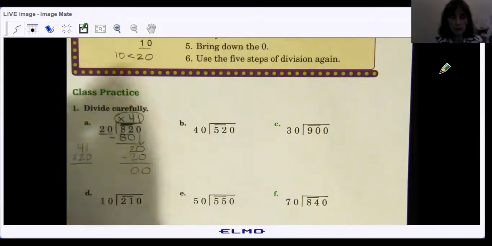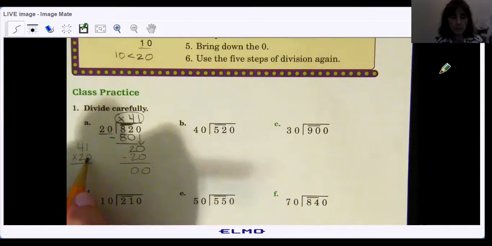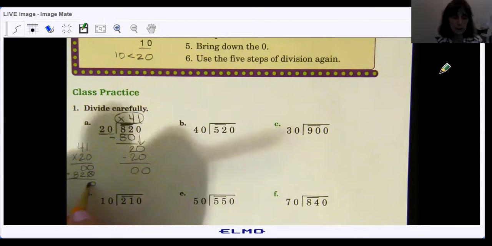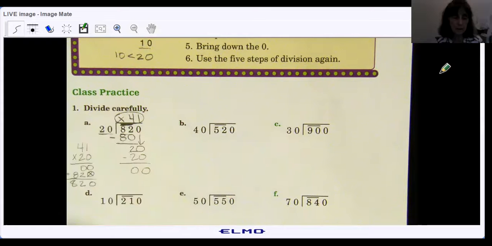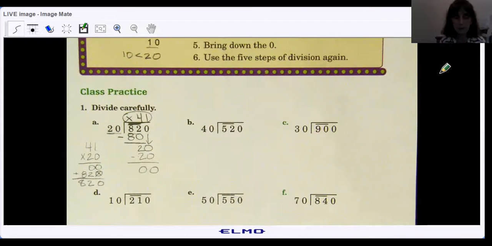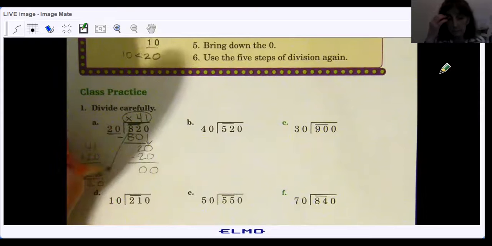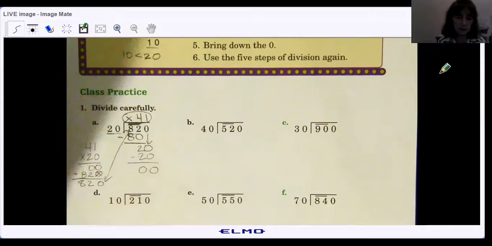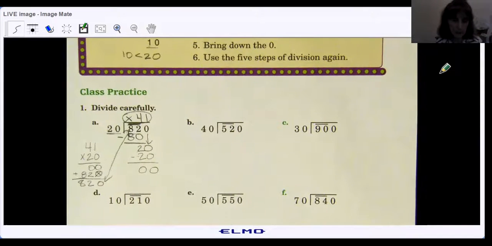And remember, start in the ones column. 0 times 1 is 0. 0 times 4 is 0. No more ones. 2 times 1 is 2. And 4 times 2 is 8. Then you're adding your partial products, and you get 820. And it matches. Okay, so we got that right. Okay, we're good. All right, let's do the next one.